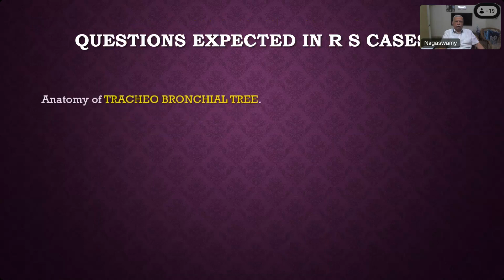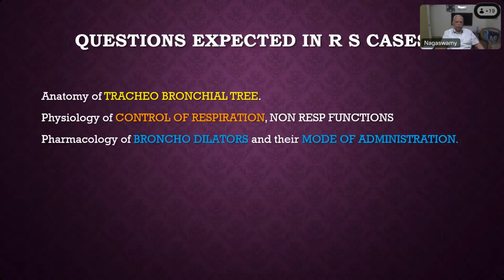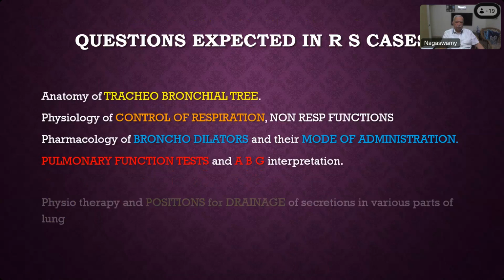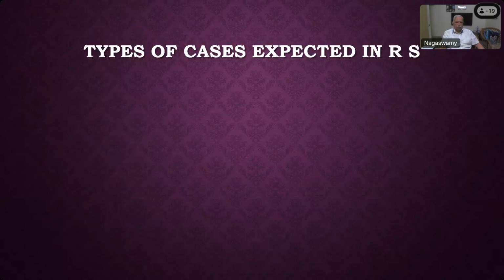What questions you can expect in an RS case are: anatomy of the tracheobronchial tree, physiology and control of respiration and non-respiratory functions of the lung, pharmacology of bronchodilators, mode of administration, pulmonary function test and ABG interpretation, physiotherapy and postural drainage of secretions in various parts, smoking hazards and cardiopulmonary exercise testing.